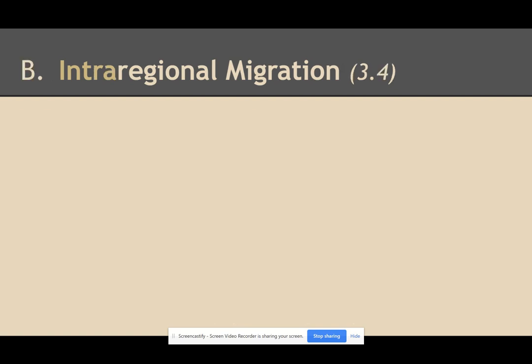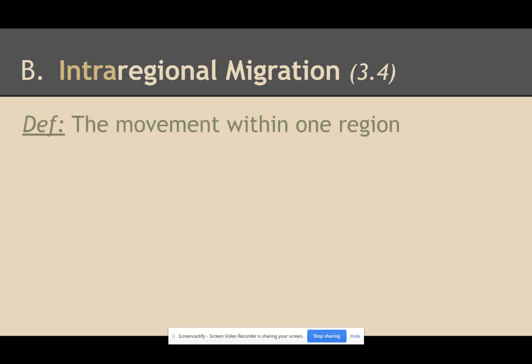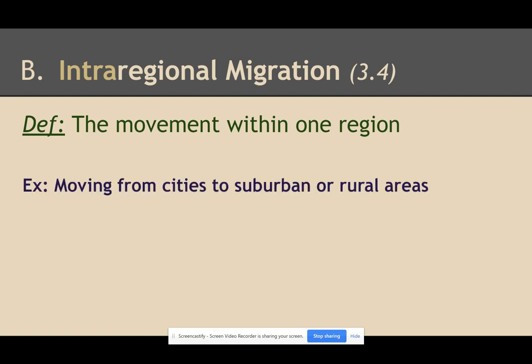All right. The other one is intra-regional. Check out that letter A. The letter A is to help you remember that you are already in the region. The movement within a region. So if I am in Minnesota and I am in the Twin Cities and I move from Robbinsdale to Coon Rapids, I have just done an intra-regional migration. Does that make sense? Moving from cities to suburbs or rural areas, all of those would be intra-regional migration.